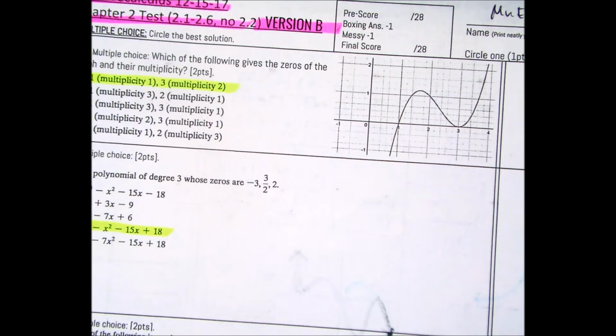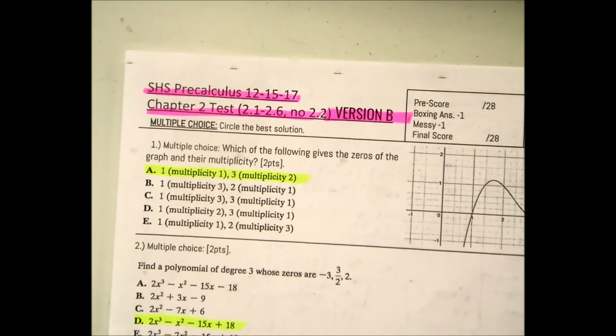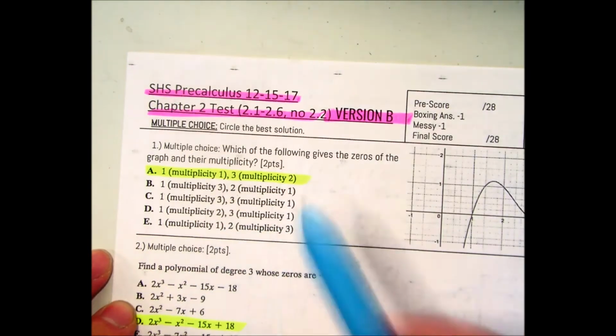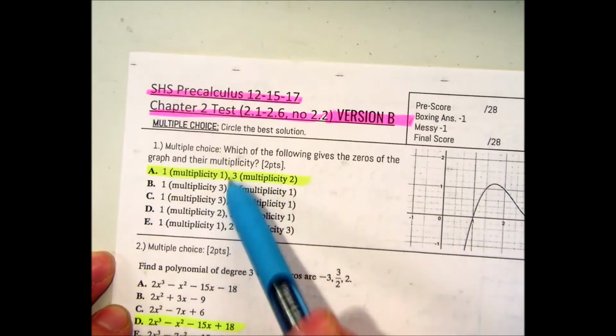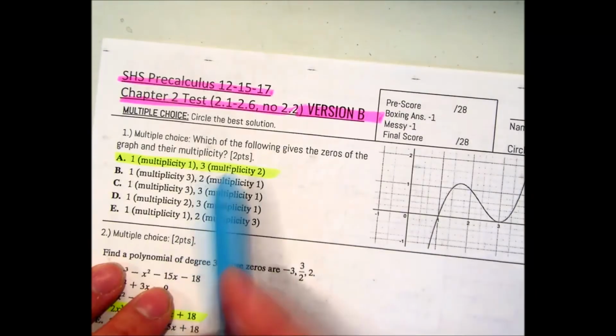Alright, so let me go over version B of the Chapter 2 test for pre-calc. For question number 1, I'll tell you what I do for creating my tests. For both versions, I use the same choices. I just change the graph to match one of the choices.